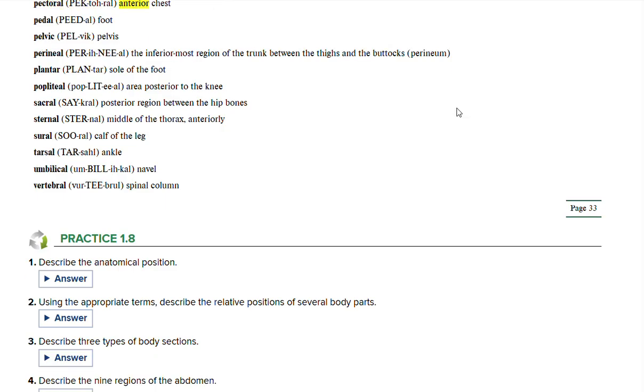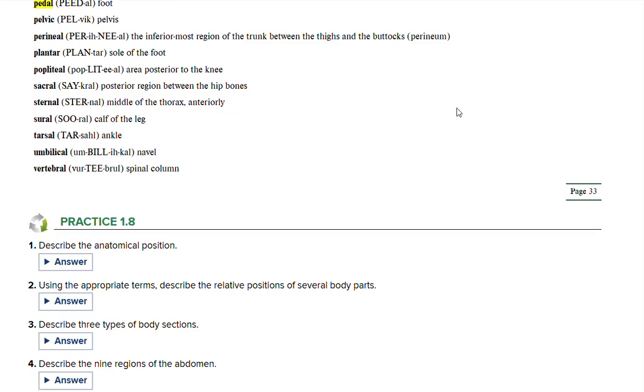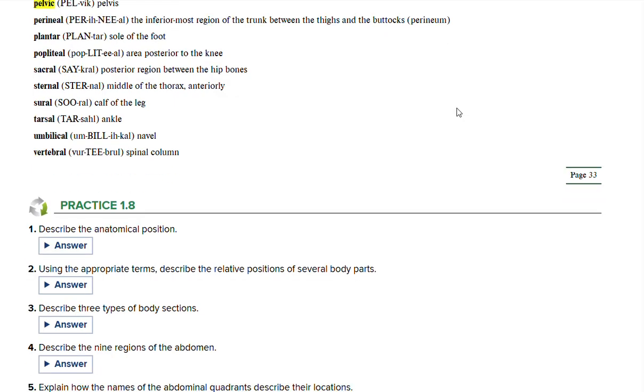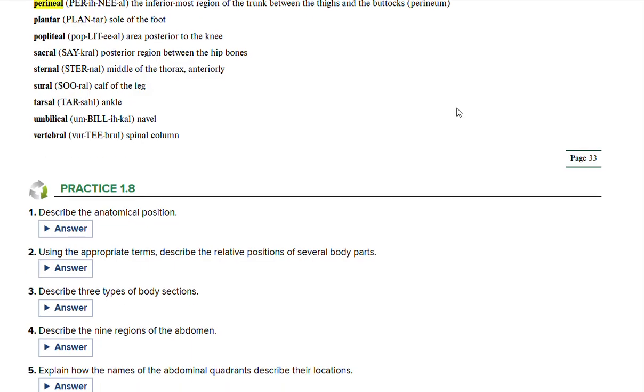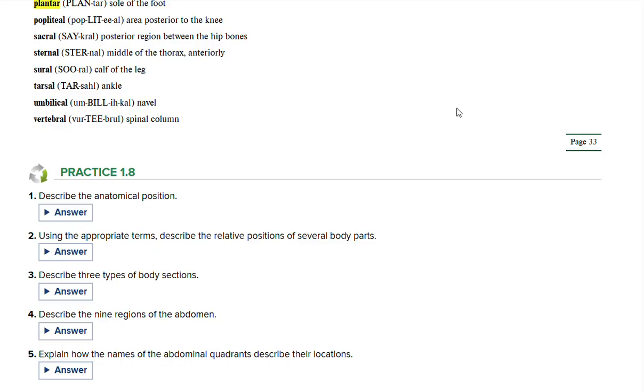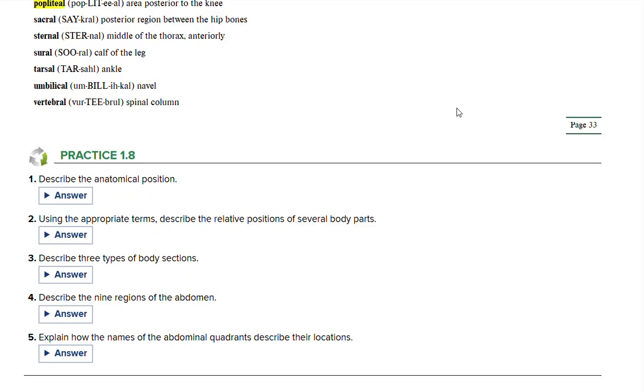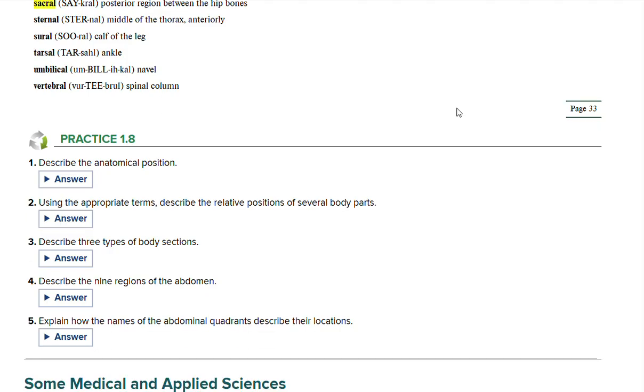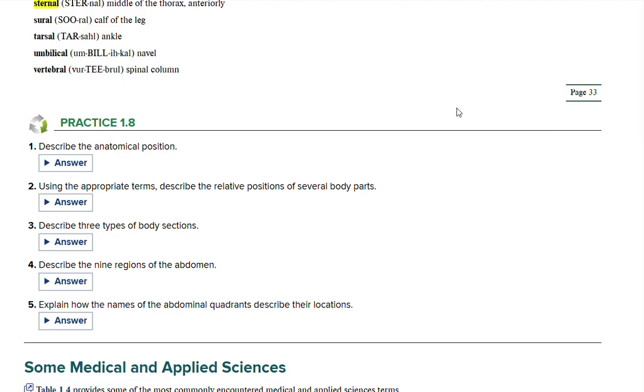Pectoral, anterior chest. Pedal, foot. Pelvic, pelvis. Perineal, the inferior most region of the trunk between the thighs and the buttocks, perineum. Plantar, sole of the foot. Popliteal, area posterior to the knee. Sacral, posterior region between the hip bones.